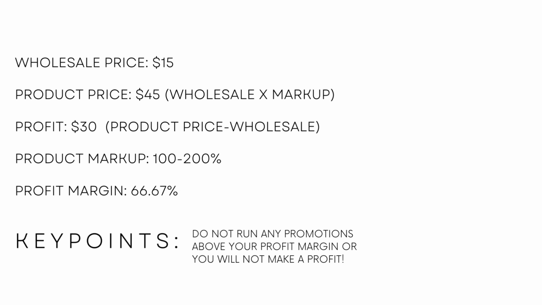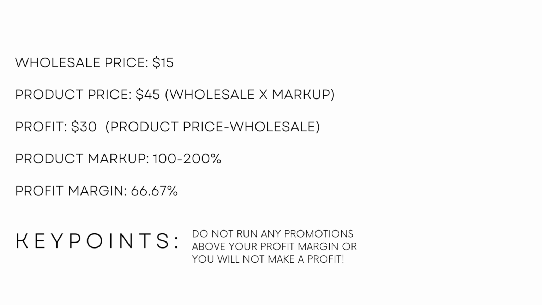So the way you find that is you do your wholesale times your markup percentage. So let me see if you guys can actually see my phone here. Hopefully you guys can see it. I just put the wholesale price and I add 200%. And it gives you $45. So that's how I got my product price of $45.